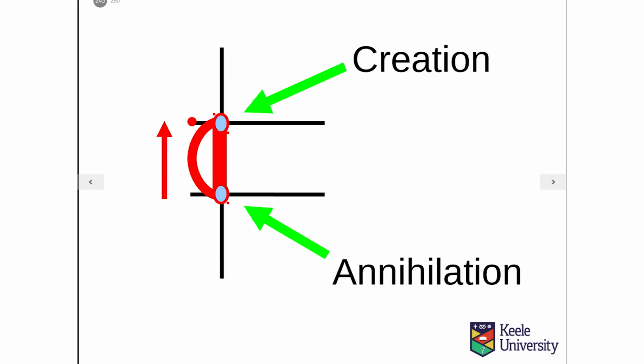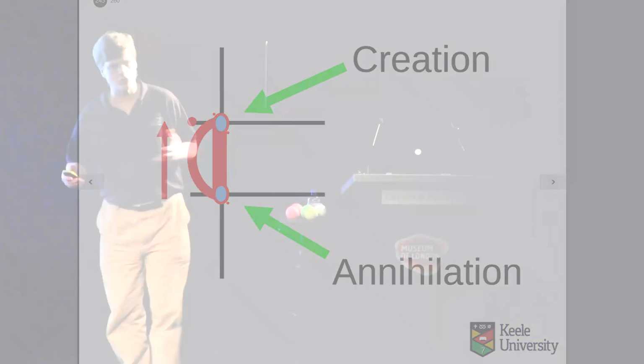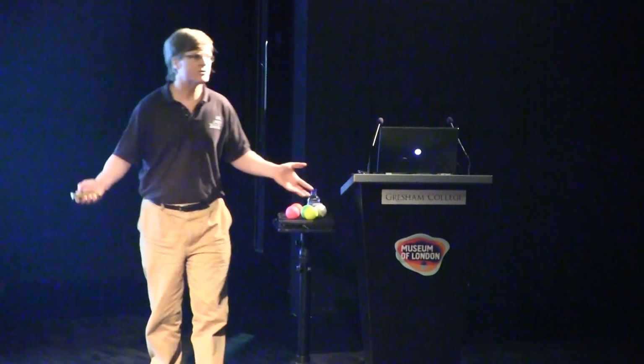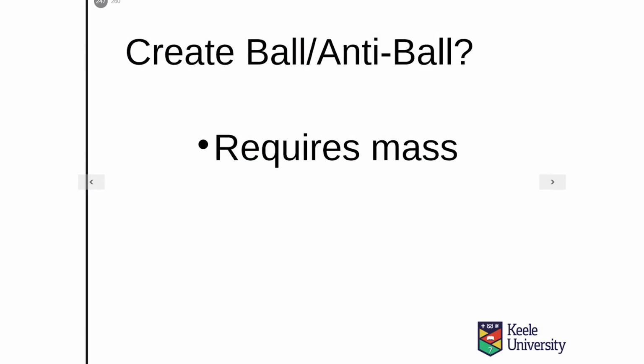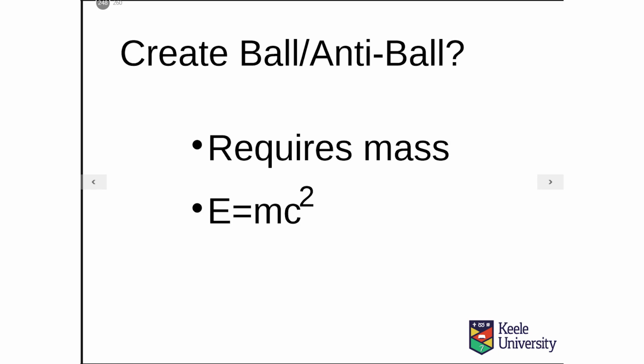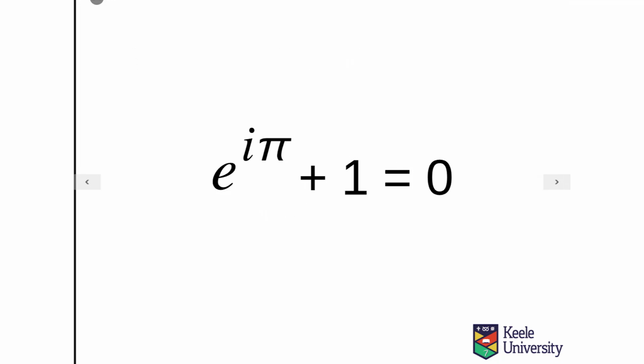All right? And the problem with trying to do this is it actually requires mass. Right? Because antiparticles have positive mass, so this requires 2 lots of positive mass. So where do we get the mass from? Well, what's the most famous equation in the world? E equals mc. It should be e to the i pi plus 1 equals 0. It's not. It's E equals mc squared.